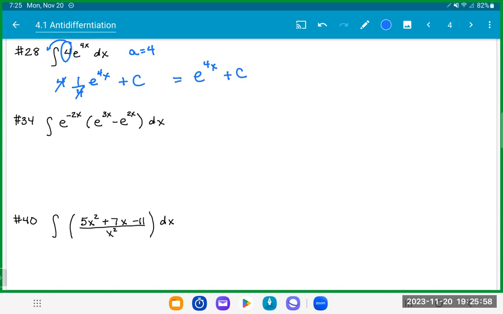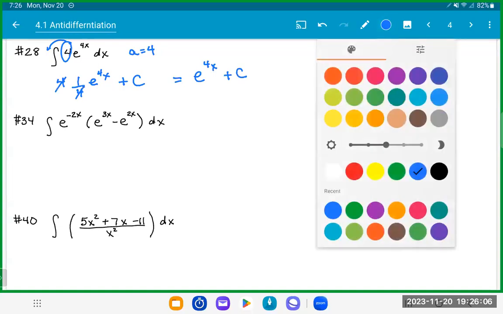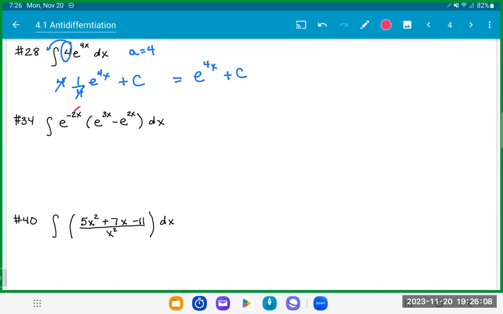Okay, let's look at number 34. So the first thing I would say here is let's just multiply this out. Let's just do the math and multiply out first. Okay, so I'll put that here. Multiply first. So this is going to give me the integral.